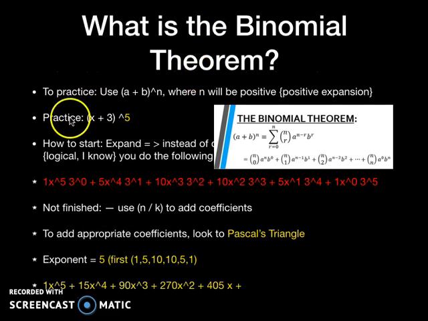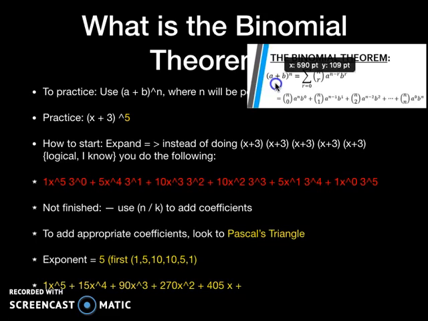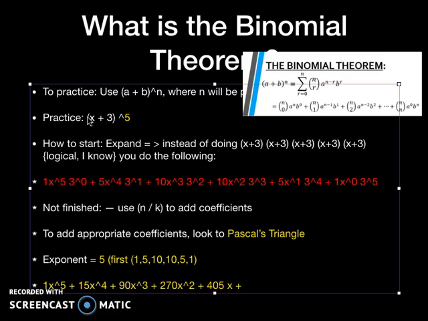Okay, so again, to practice, let's start by using our standard form, a plus b to the n power, where n will be positive. So let's have x plus 3 to the 5th. Okay, so this is basically how we're going to start. Now, logically speaking, you might look at this and say, x plus 3 to the 5th, x and 3 kind of look like they're together because they're in parentheses, and whenever you're dividing values like that, they usually stick together.